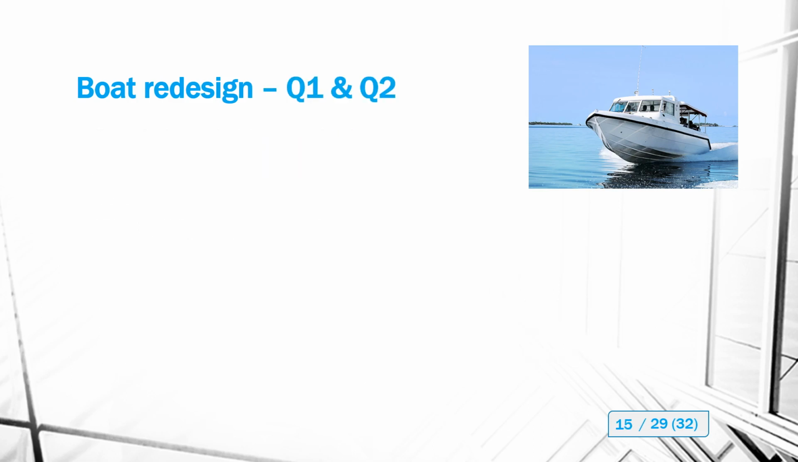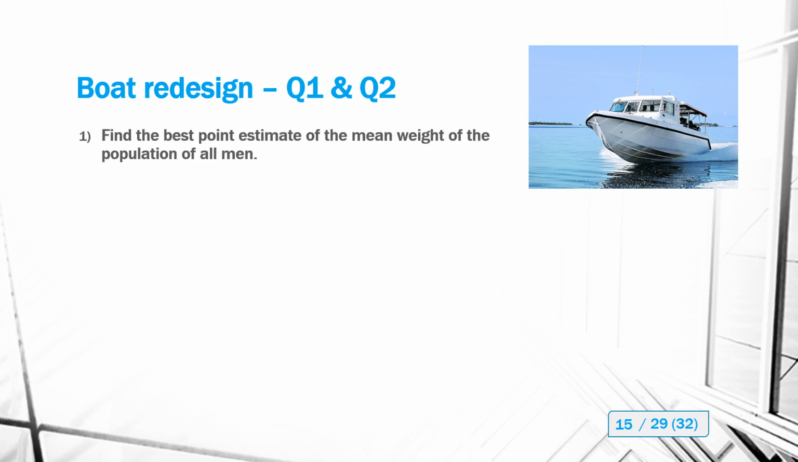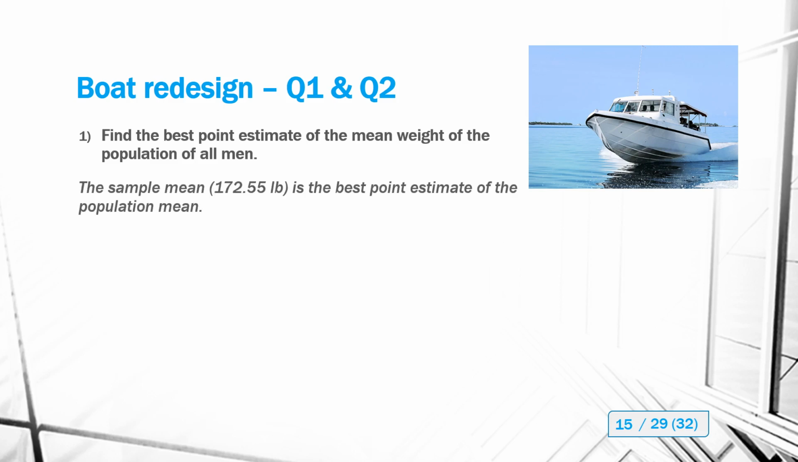So let's tackle these first two questions first. The first question was, find the best point estimate of the mean weight of the population of all men. Well, we know that the best point estimate for the population mean is the sample mean. And we have the sample mean already. So the sample mean of 172.55 pounds is the best point estimate of the population mean.